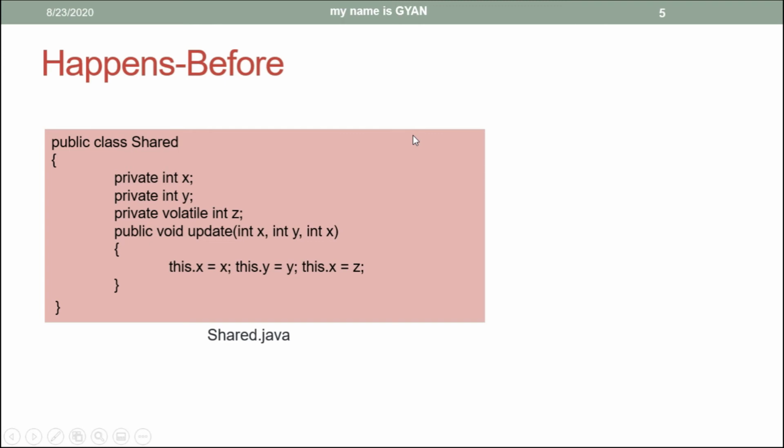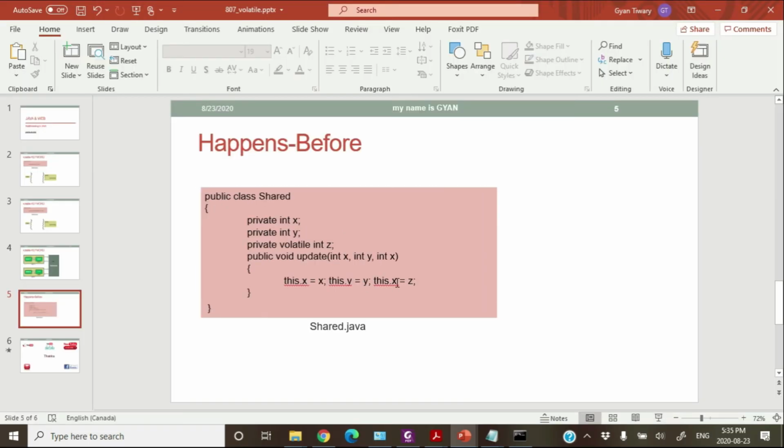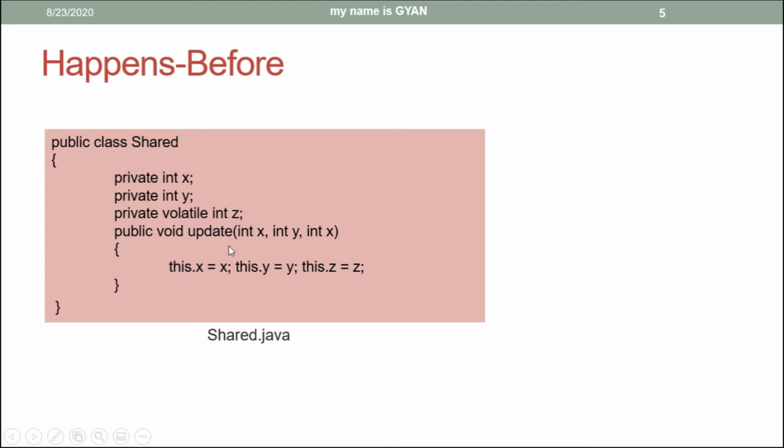Now, this is another feature of using the volatile keyword. This feature is called the happens-before feature. Here we have a class Shared. In the class Shared, we have three variables: integer x, integer y, and integer z. In the update method, we update the three variables: first the variable x, then the variable y, and finally the variable z. We are updating the volatile variable at last.